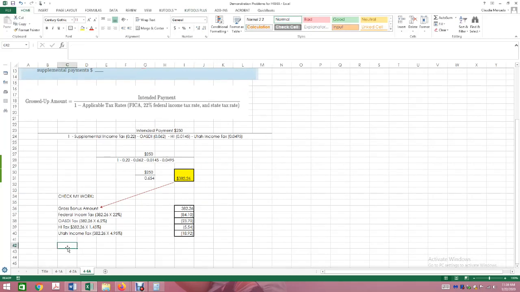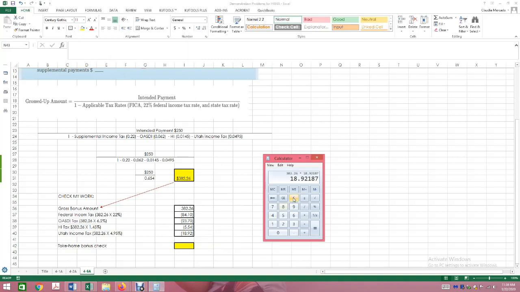Now I can figure out my take-home bonus check amount. If I get paid $382.26, how much am I taking home as my bonus? Well, let's see. We're double checking. So I know that we calculated using the formula for our gross up amount. We calculated that we should pay our employees $382.26. Let's confirm that that amount will yield a $250 take-home bonus.